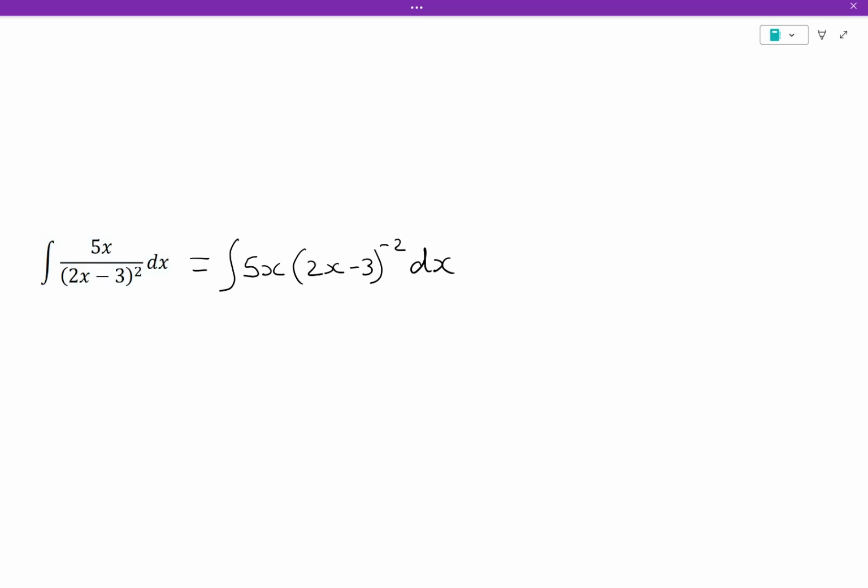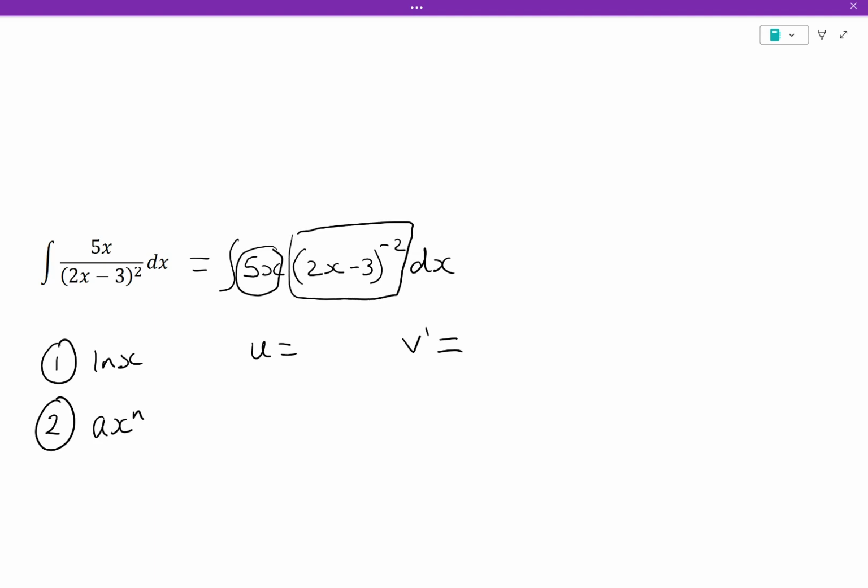So integration by parts, you need to start by selecting your u, which you're going to differentiate, and your dv by dx, which you're going to integrate. Now for the u, remember the priorities are, first, anything involving natural logarithm, which doesn't apply here. The number 2 is any polynomial term, so anything of the form ax to the power of n. So in our product, we have 5x, and we have our brackets here to the power of negative 2. Well, the 5x is of the form ax to the power of n, so that is going to be my u.